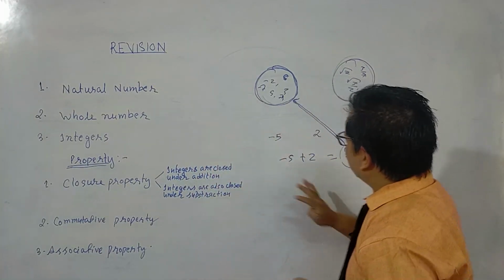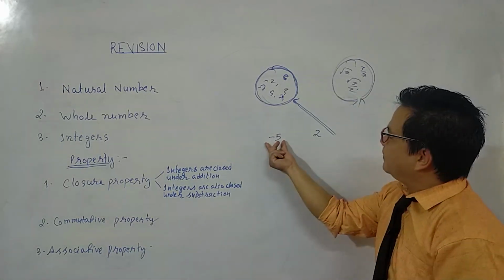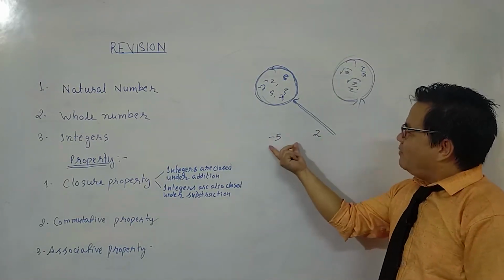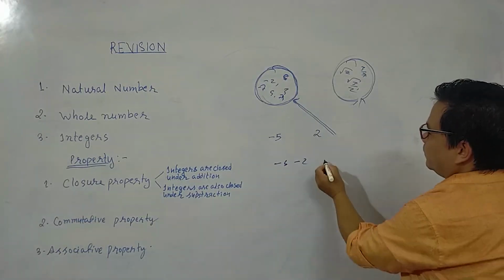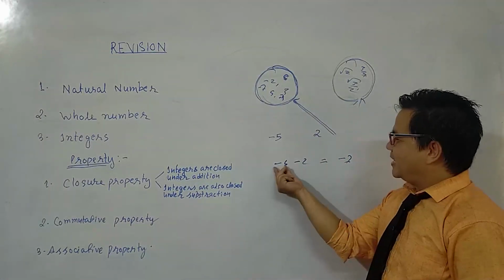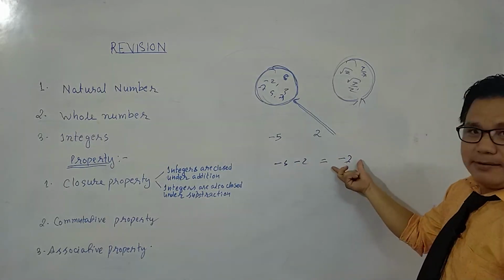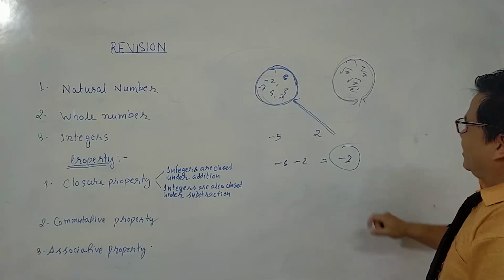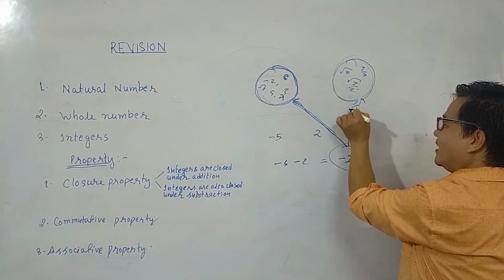Subtraction is also the same. Suppose these two are integers. Minus 5 is a negative integer, and plus 2 is a positive integer. When we subtract these two integers, minus 5 minus 2, how much will we get? The difference will be minus 7. This is also an integer, not a rational number, so it will go to the integer closure, not to the rational closure.